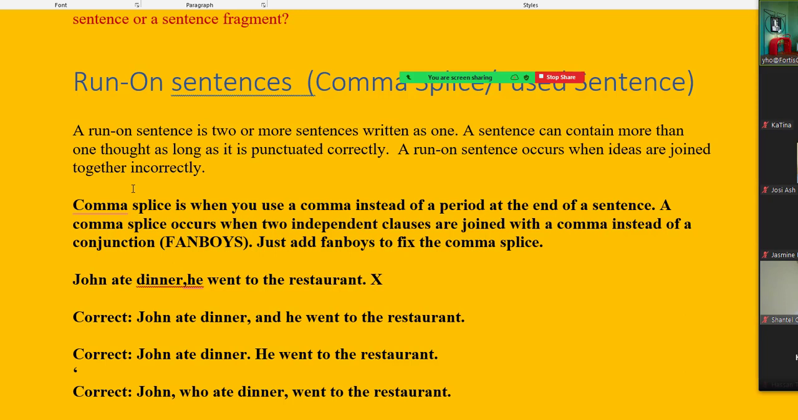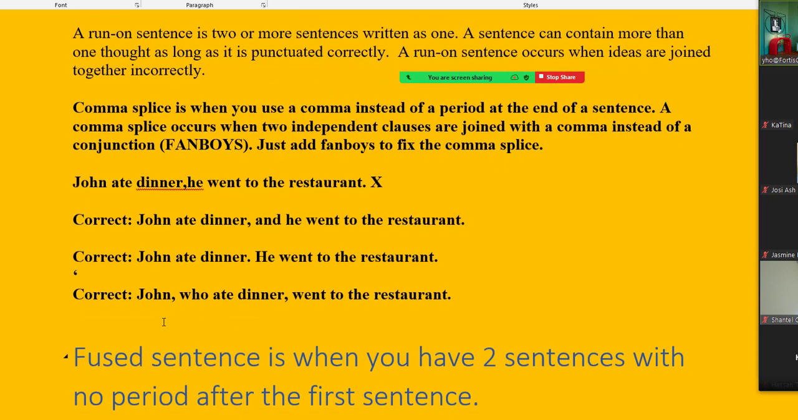So if I say, Mary eats soup John eats soup too, without any punctuation, that's a run-on sentence. So here you have, John ate dinner, comma, he went to the restaurant. We don't put a comma in between sentences, so that is an X. Here are three ways in which you can correct a run-on sentence. John ate dinner, comma, and he went to the restaurant. John ate dinner, period, he went to the restaurant. Or John, who ate dinner, comma, went to the restaurant. So there are three ways in which you can correct a comma splice.